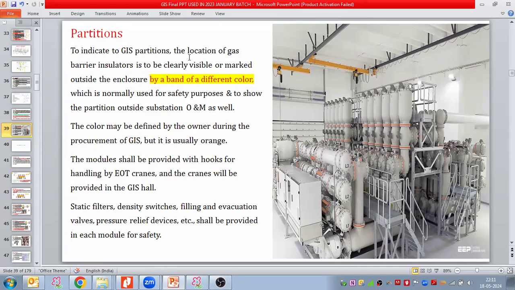The location of the gas barrier insulator is to be marked by the manufacturer outside the enclosure by a band of different color, which is normally used for safety purposes and to show the partitions outside for the O&M engineer as well. The color may be defined by the owner during procurement of the GIS, but is usually orange. The modules shall be provided with hooks for handling by EOT crane, and the crane will be provided in the hall. Static filter, density switches, filling and evacuation valves, and pressure relief device shall be provided in each module for safety reasons.